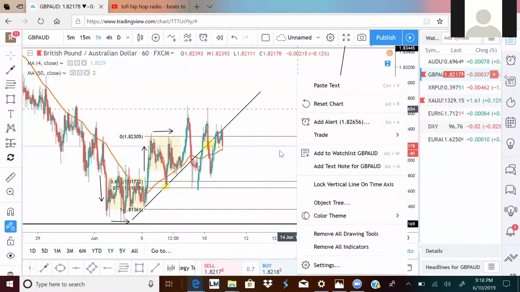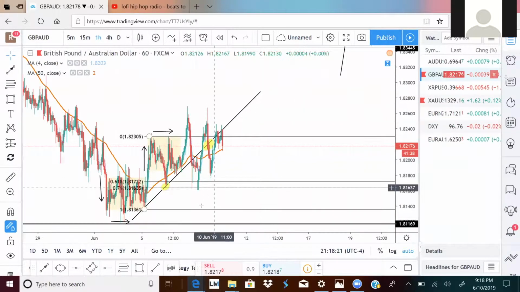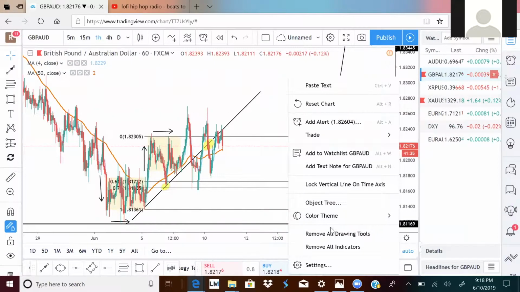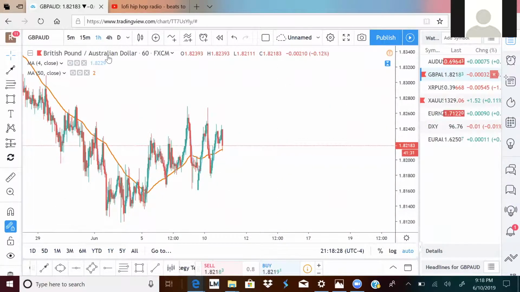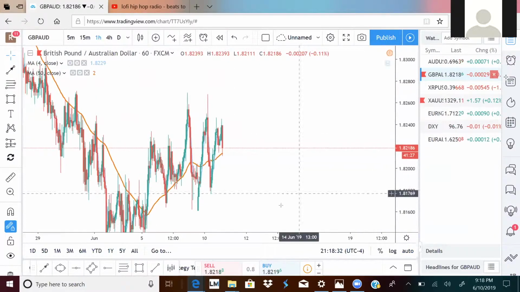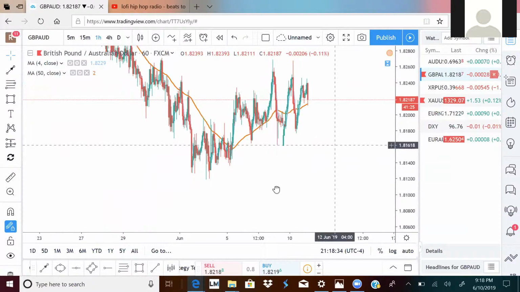GBP/USD, fan favorite. This is GBP. Oh, sorry, GBP/AUD. My bad. Sorry about that, guys. So we were still making higher highs. This is a very choppy market, guys.